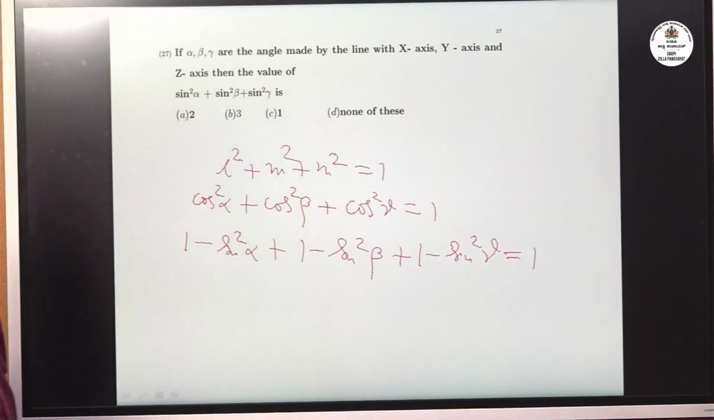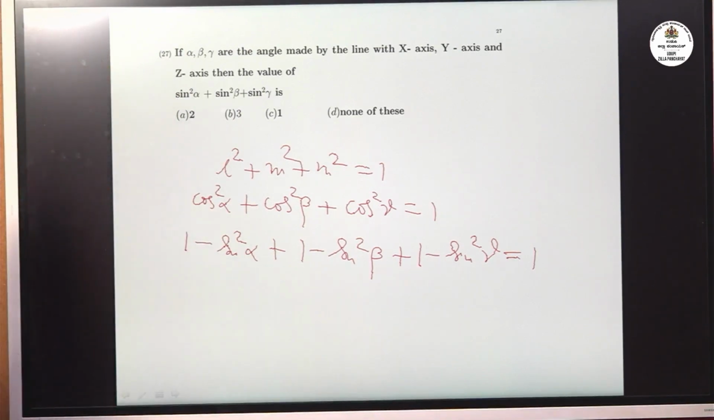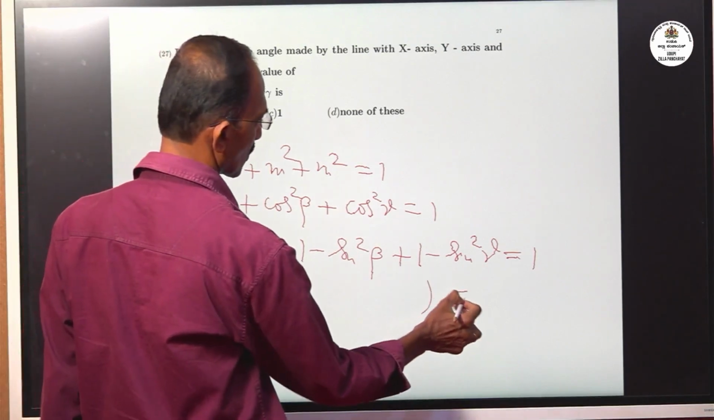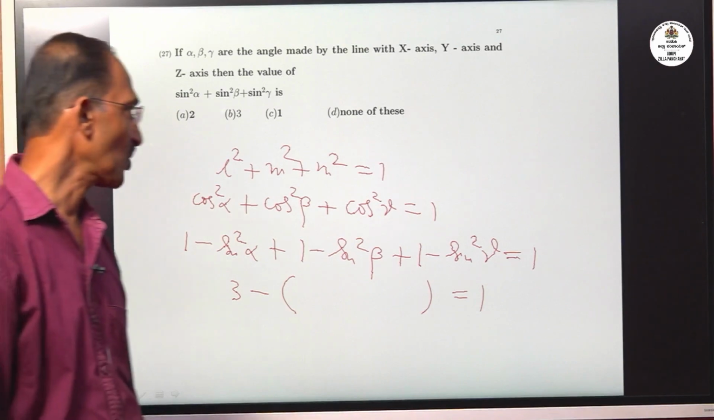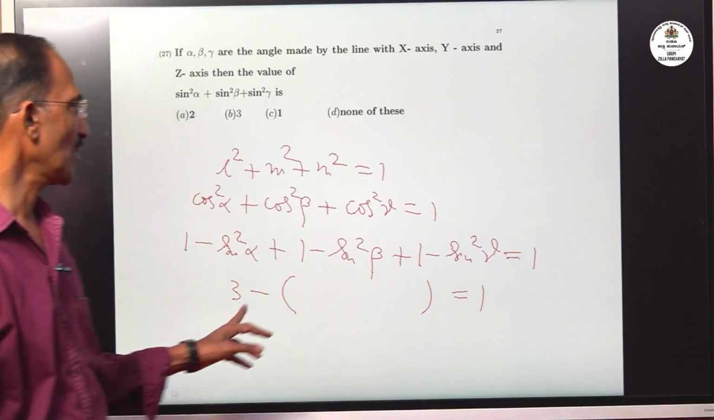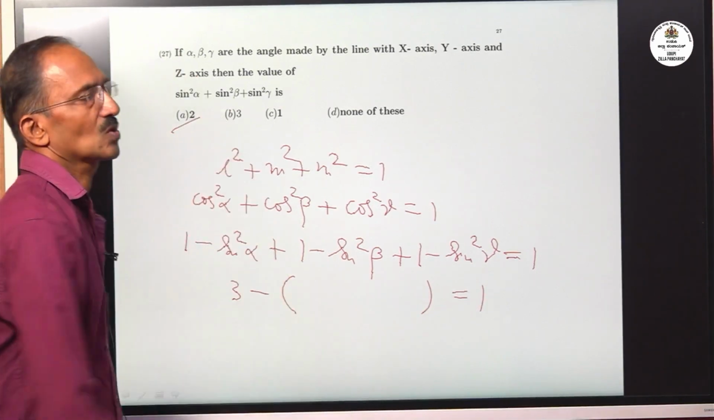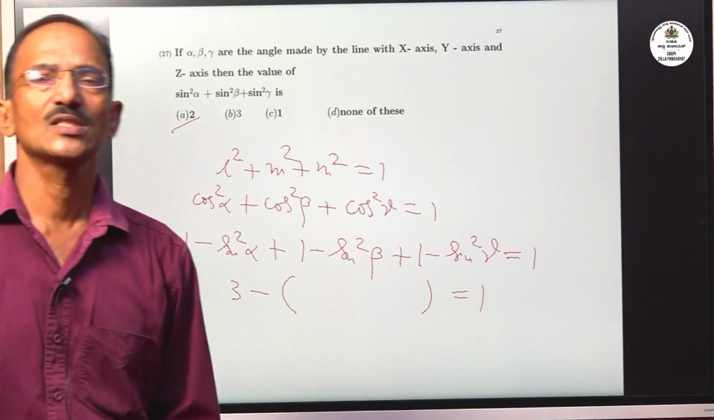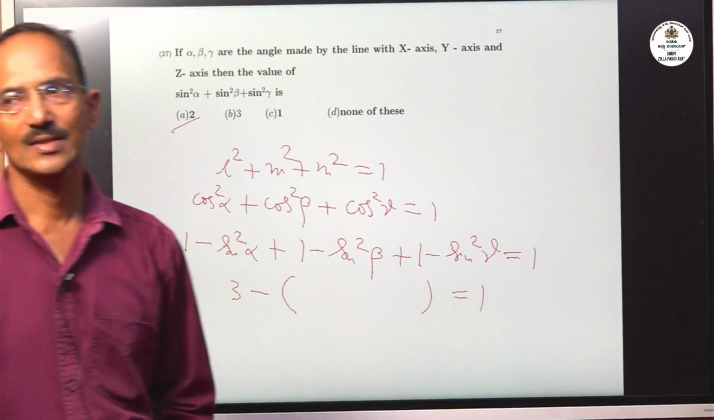So you have the relation with sin square alpha, sin square beta, sin square gamma. So you are getting 3 minus the sum of sin square alpha, sin square beta and sin square gamma equal to 1. That is, in the bracket you have sin square alpha, sin square beta and sin square gamma. Its sum is going to be 3 minus 1, that is 2. So the right answer is 2, which is the value of sin square alpha plus sin square beta plus sin square gamma.